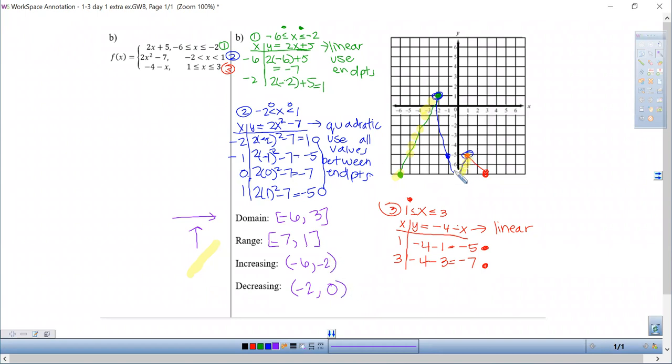And then at 0, it starts to increase again. So then it's increasing from that x value of 0 until the x value of 1. And then it starts to decrease again. So I have a negative slope from the x value +1 until the x value 3. So those are my answers for domain, range, and increasing and decreasing for this piecewise graph.